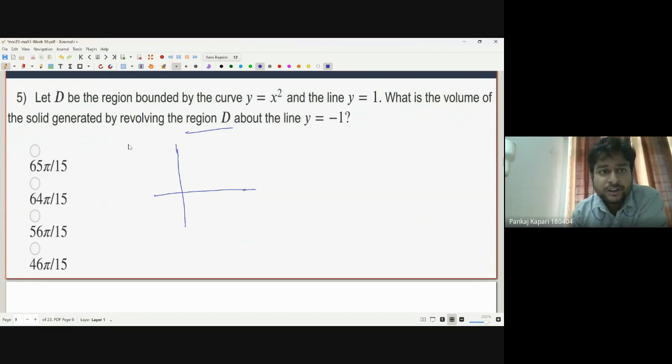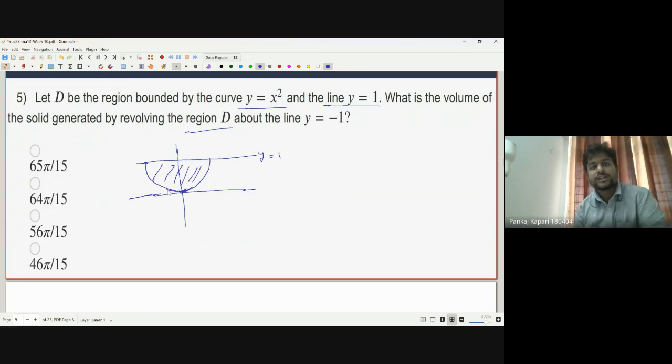So this region is bounded by the curve y equal to x square and the line y equal to 1. This is the line y equal to 1, and y equal to x square, we know very well, this curve is the parabola, right? So D is the region bounded by the curve y equal to x square and the line y equal to 1. There is no restriction that we should be in the first quadrant. That means there is a second part also in the second quadrant. So this is the whole region D.